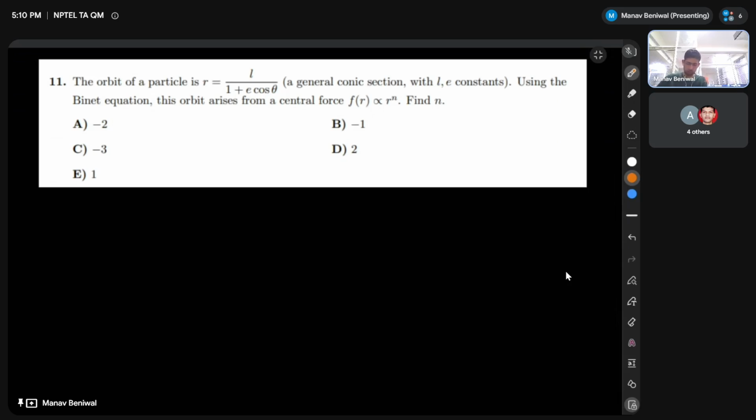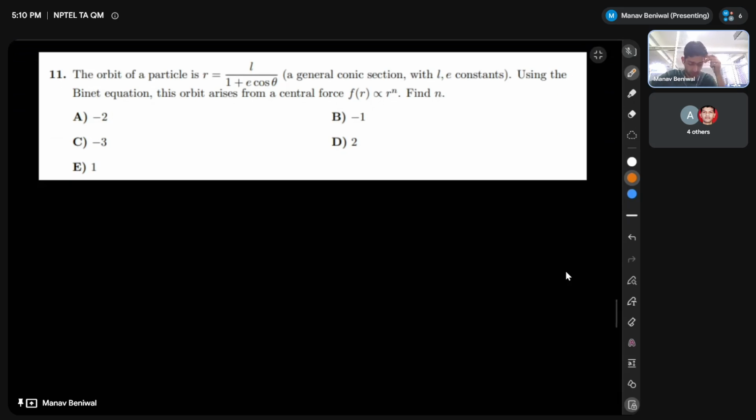Okay, so for question 11, we have this. We are given this r as a function of theta, right? So equation of orbit 1 plus e cosine theta. Okay, and this is a general conic section with L, e as constants. Sorry, this is L. Okay, and then using this Binet equation, this orbit arises from a central force f of r proportional to r to the power n. Find n.